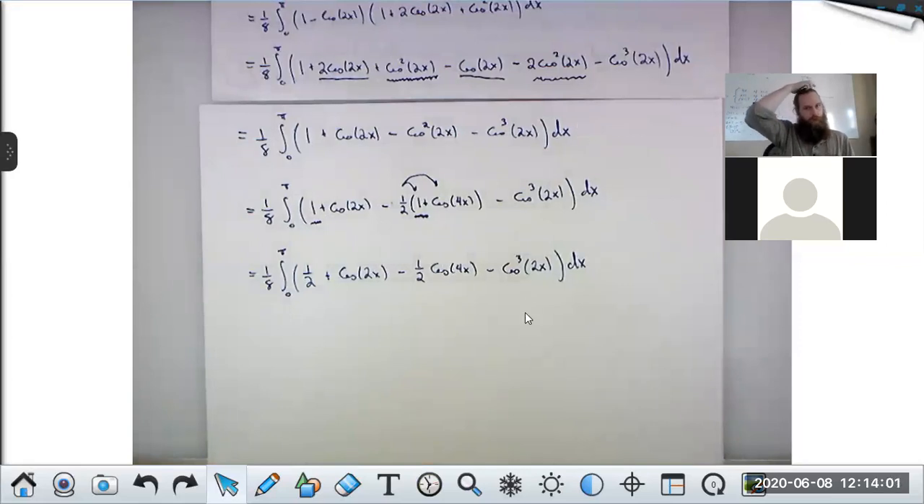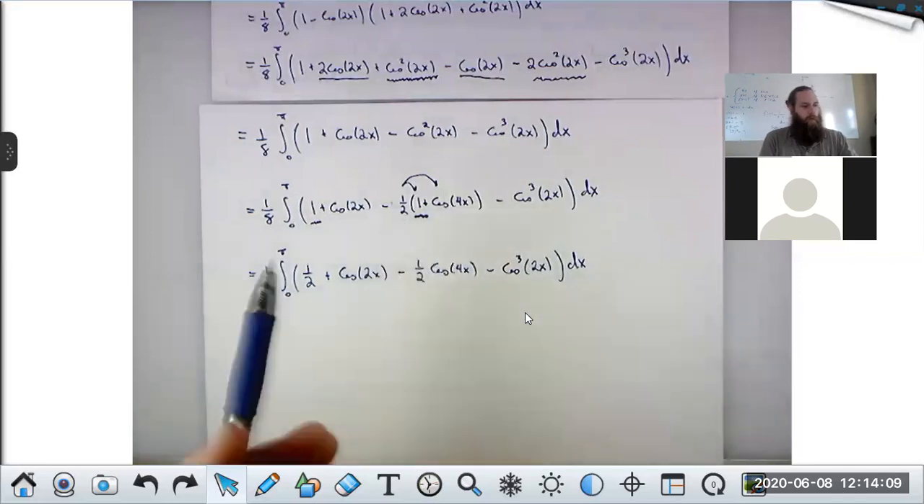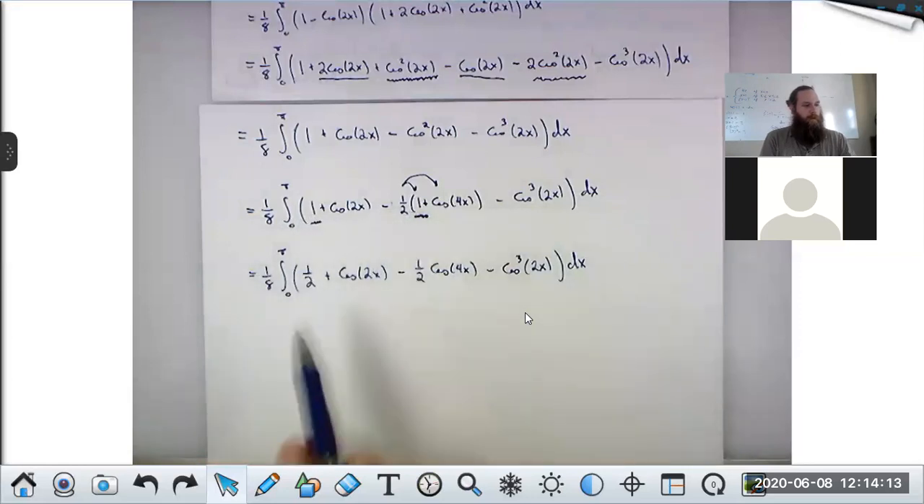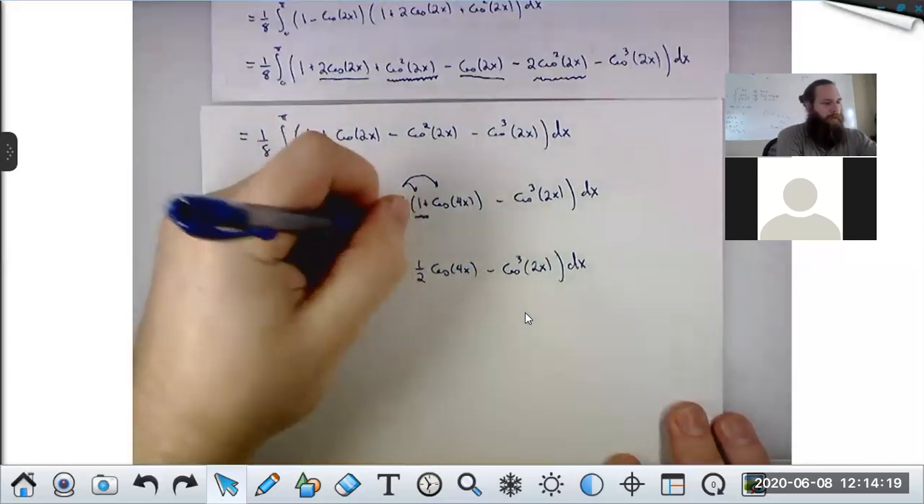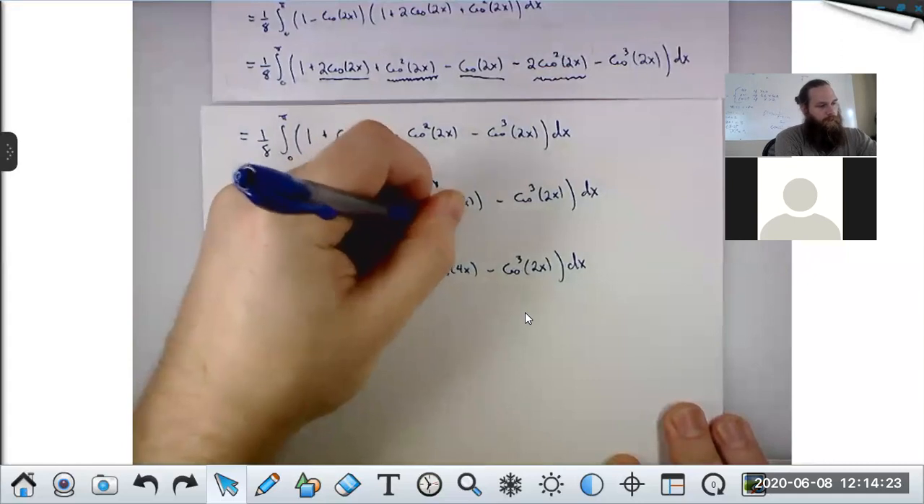So I distributed the 1/2 to the 1 plus cos 4x. Here's the 1/2 times cos 4x. 1/2 times 1 is 1/2. So when I subtract 1 minus 1/2, I get 1/2 here. This piece is really minus 1/2 cos 4x.